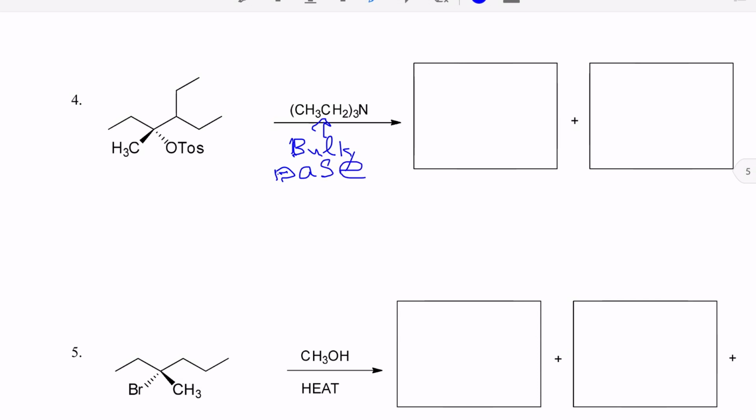Okay, bulky base, and since it is also a strong base, it wants to engage in an E2 reaction with this compound. And when we look at it, we see that there's a leaving group, it's a tosylate group, and we can label the carbon attached to this tosylate group as the alpha carbon, and all the other carbons that are attached to the alpha carbon can be labeled as beta carbons.